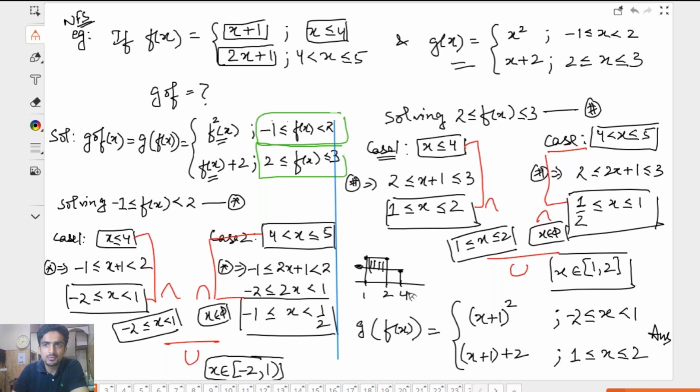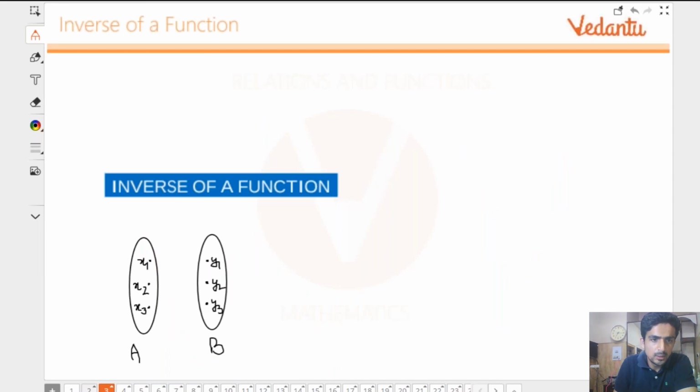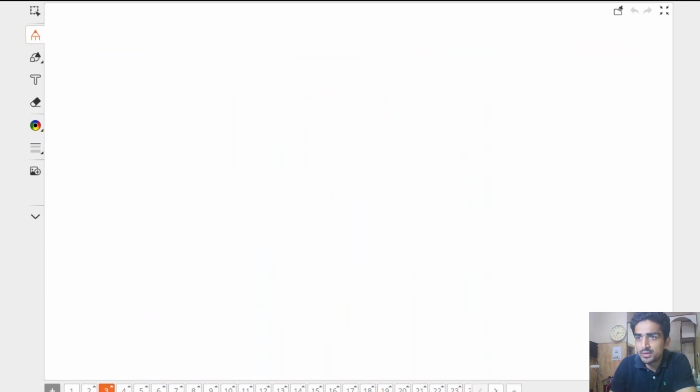So I assume this way of solving a question is pretty much clear to all. That is really good. So now let us proceed to inverse of a function. But before that, Lalit has some doubt, which I think is somehow linked with the coming topic. So let me discuss it here.